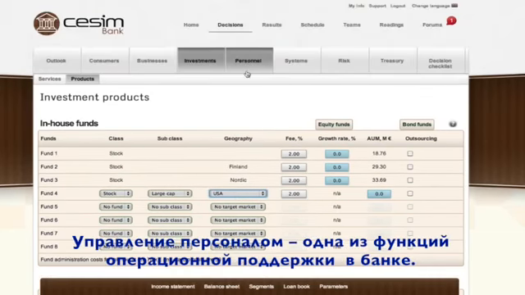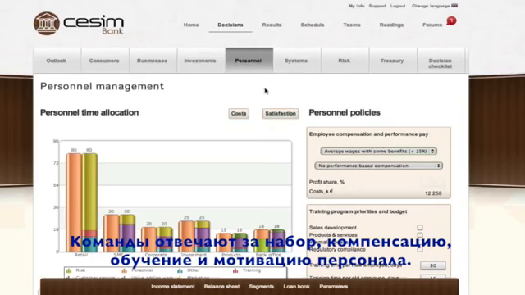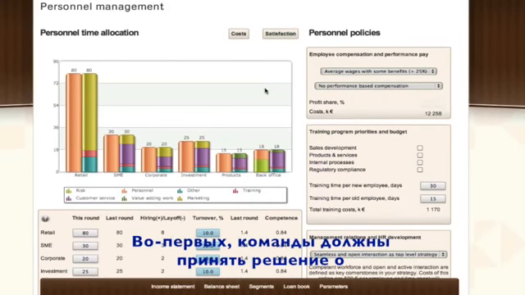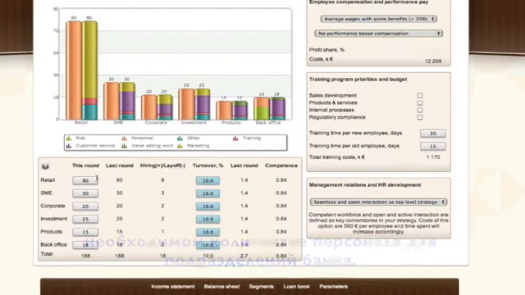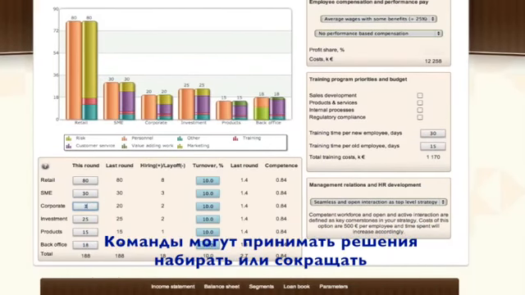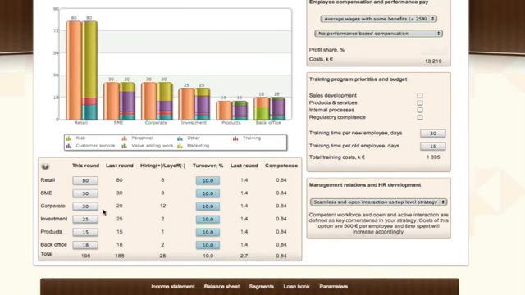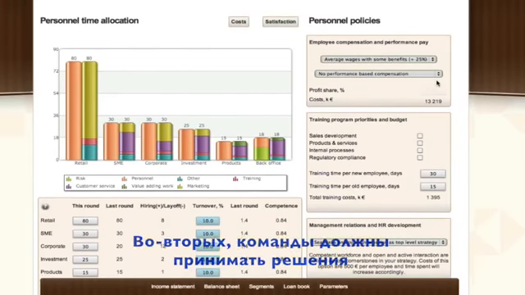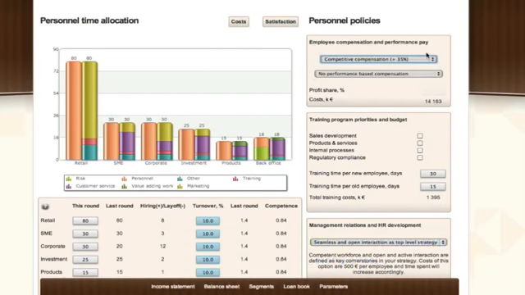Personnel management forms the first back-office function of your bank. It is responsible for resourcing, compensation, training, and engagement. Firstly, teams must decide on appropriate personnel levels at each of the bank's departments. Teams are able to either hire or lay off people according to their individual strategies. Secondly, teams must decide on a set of personnel management policies related to compensation, training, and engagement.